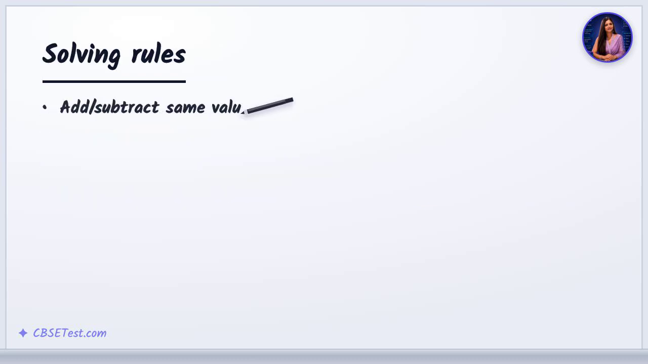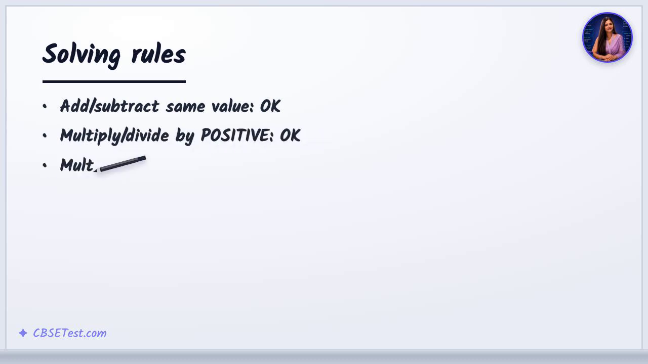You can add or subtract anything from both sides and multiply or divide by a positive number, but the golden rule: if you multiply or divide by a negative number, the inequality sign flips.